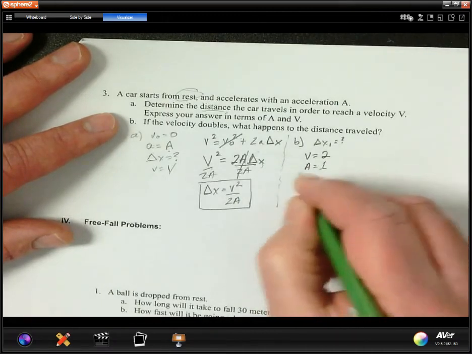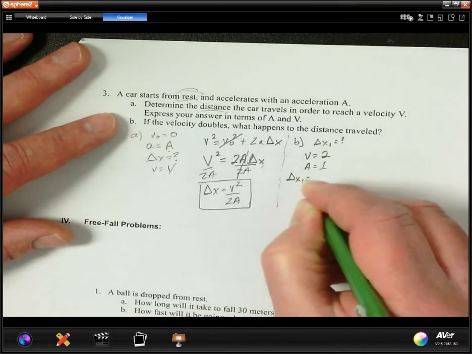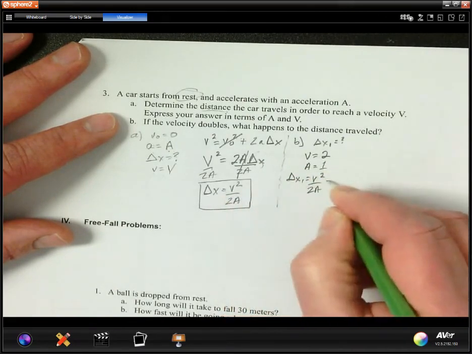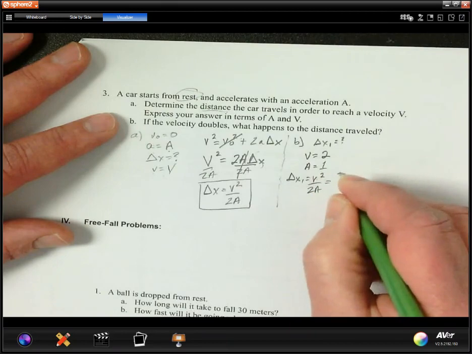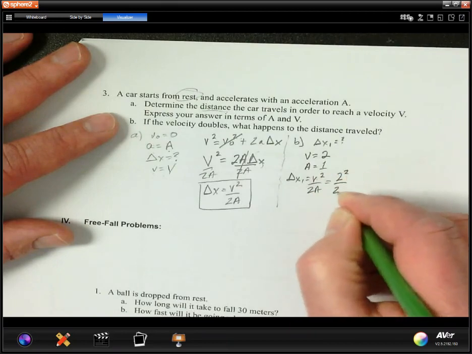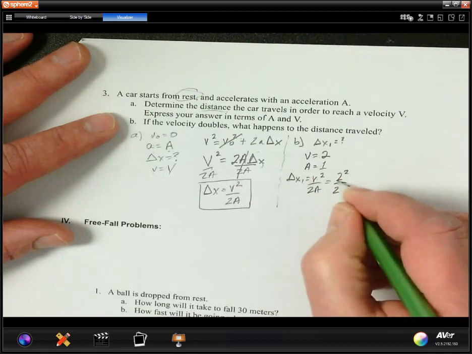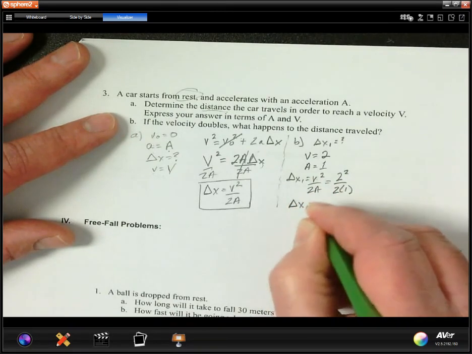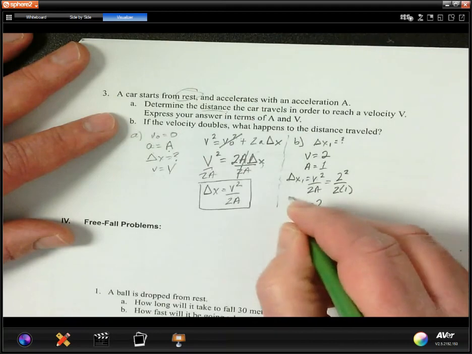All right, then delta x1 is v squared over 2a. I'm going to use this equation. V was 2, so 2 squared over 2 times 1. 2 squared is 4 divided by 2, I get 2. So delta x1 is 2.